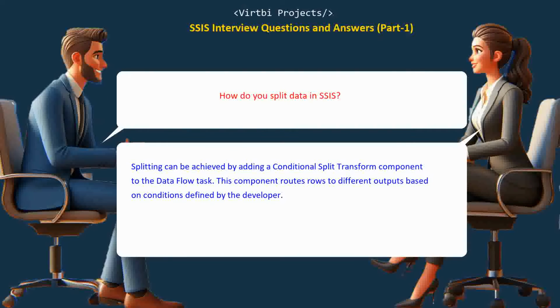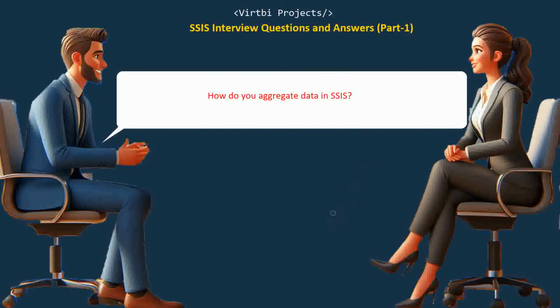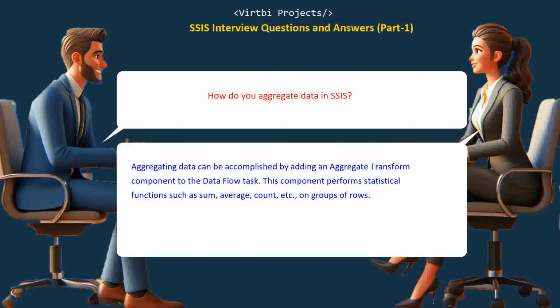Splitting can be achieved by adding a conditional split transform component to the data flow task. This component routes rows to different outputs based on conditions defined by the developer. How do you aggregate data in SSIS? Aggregating data can be accomplished by adding an aggregate transform component to the data flow task. This component performs statistical functions such as sum, average, count, etc., on groups of rows.